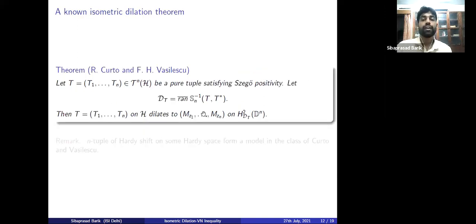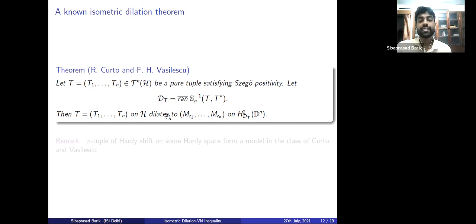Here is a useful and interesting dilation result of Curto and Vasilescu. According to them, if an n-tuple of commuting contractions T1, T2, ..., Tn is a pure tuple and satisfies Szegő positivity, then this tuple can be dilated to an n-tuple of Hardy shifts on some Hardy space over the unit polydisc, where the coefficient space of the Hardy space is 𝒟_T, which is the defect space with respect to the tuple T, defined by the range closure of the Szegő expression S_n^{-1}(T, T*).